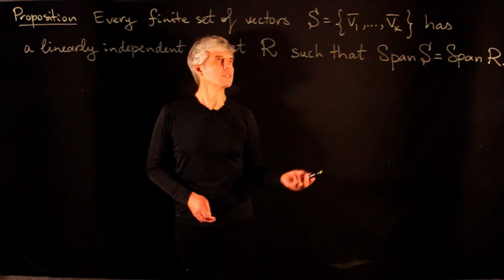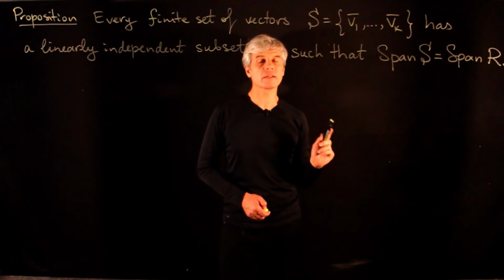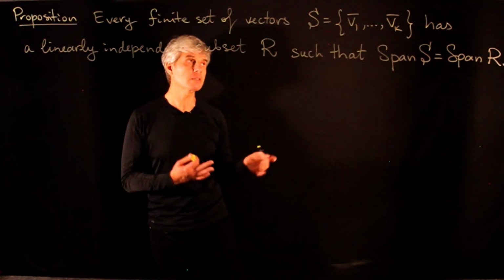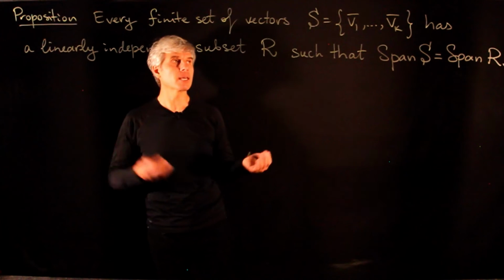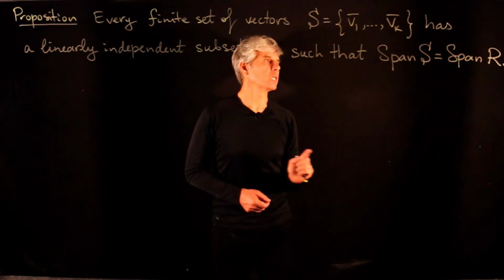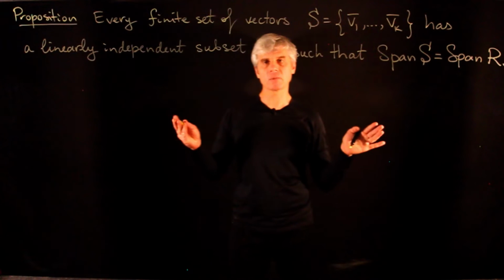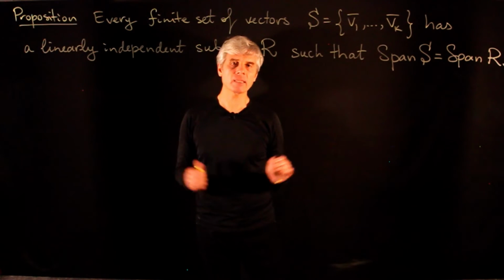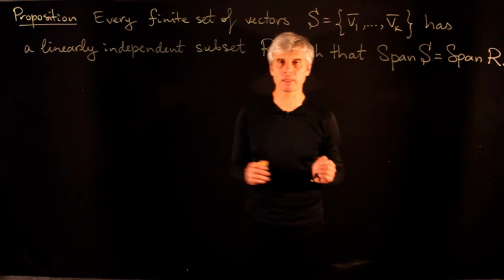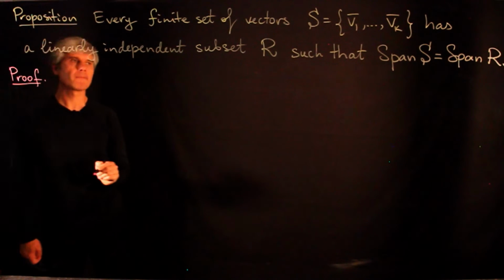So basically, the original set that we begin with may not be linearly independent, right? So we could start with some set which is linearly dependent. And here what we're claiming is that inside this set there is a smaller linearly independent subset which has exactly the same span as the original set. So this means that we can shrink the number of vectors in a set by obtaining linear independence, but keeping the size of the span intact. Now let's do the proof of this proposition.